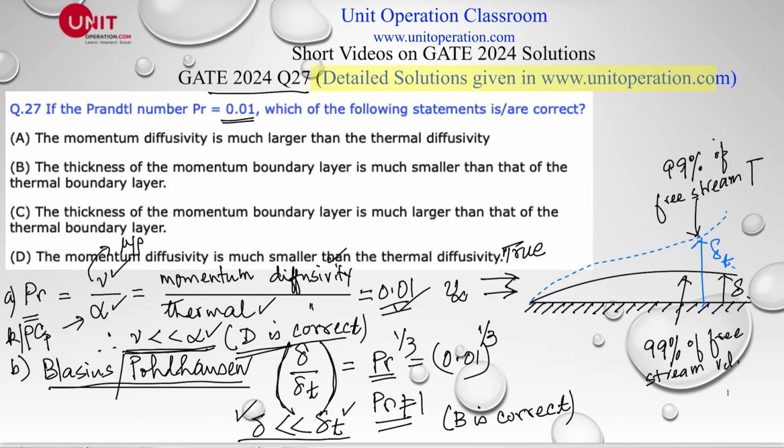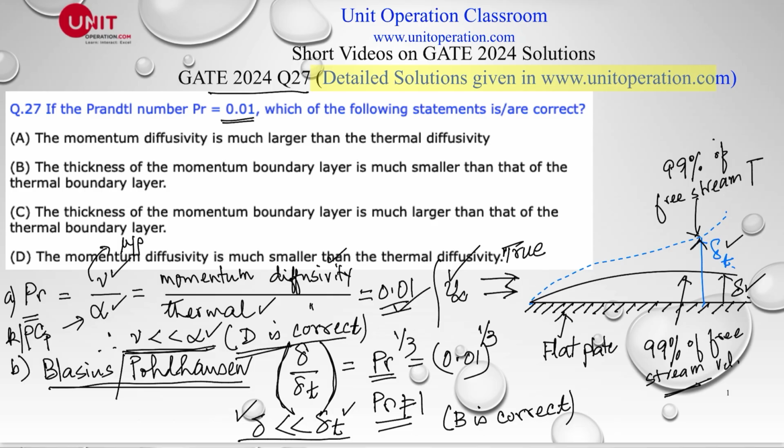So diagrammatically, very approximately, if this is my flat plate, we know that the boundary layer definition is when the fluid just attains 99% of the free stream velocity. Let's say this is my free stream velocity V infinity. So let's say this is delta, and similarly when the fluid attains 99% of the free stream temperature, let's say right here, that's the thermal boundary layer thickness, delta T.